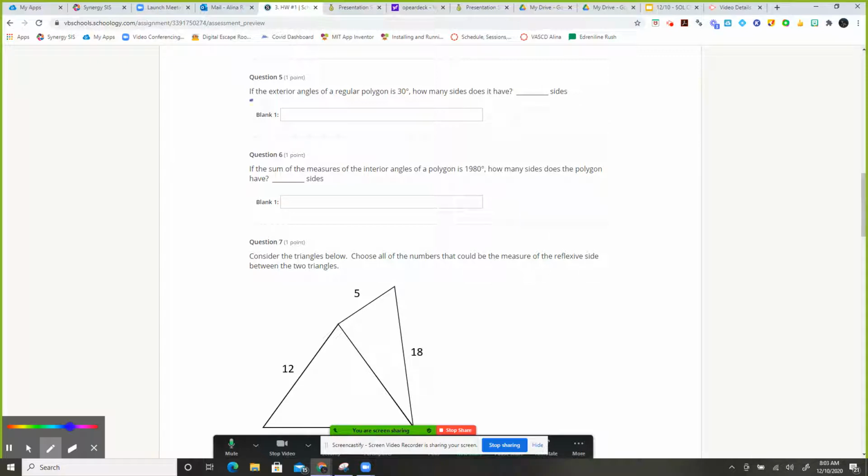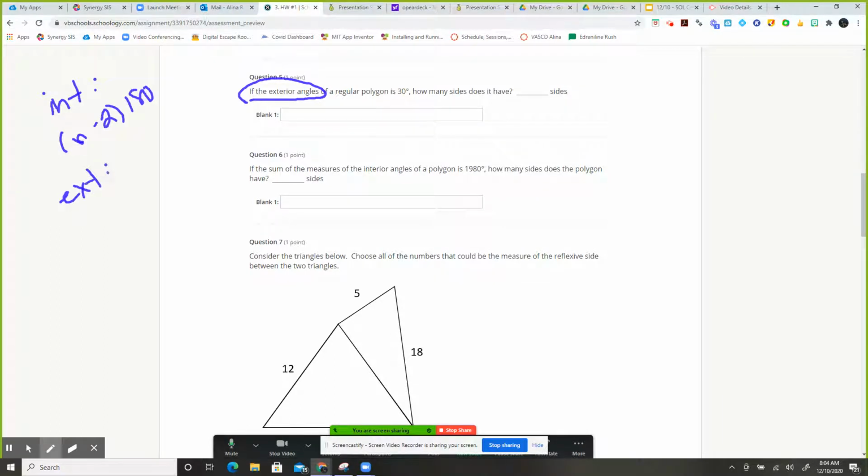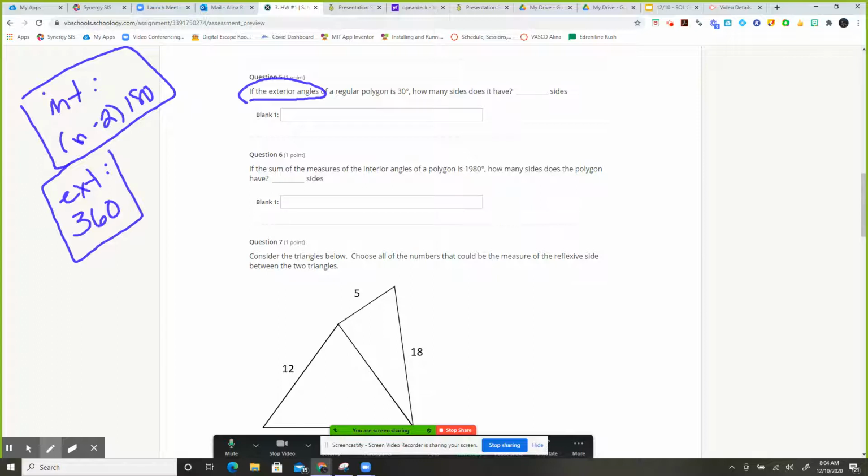What do I know about the exterior angles of a polygon? What number should always come to mind when I say exterior? Interior, you should think n minus 2 times 180. And exterior, you should think what? 360. So interior, I want you to think n minus 2 times 180. Exterior, I want you to think 360. Okay. So if the exterior angle of a polygon is 30, how many sides does it have?